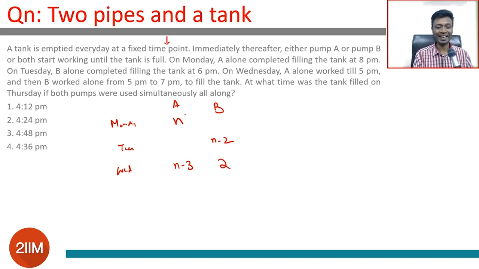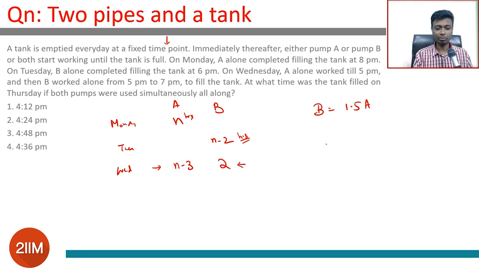So A takes n hours to fill the tank. N hours of A can fill the tank. N minus 2 hours of B can fill the tank. N minus 3 hours of A and 2 hours of B can fill the tank. Or let's twist it slightly more. A is doing 3 hours less work on Wednesday, which B completes in just 2 hours. Or B is 1.5 times as good as A.